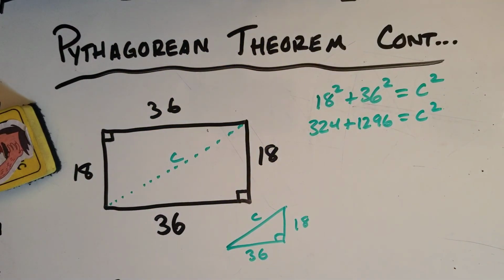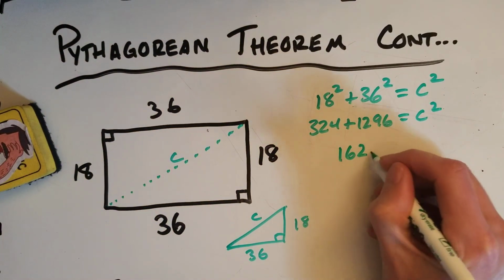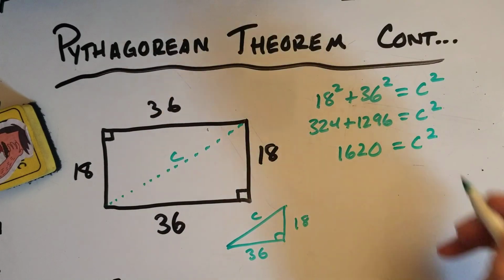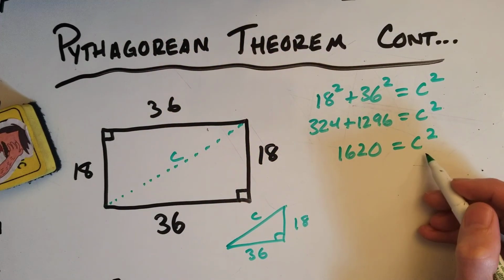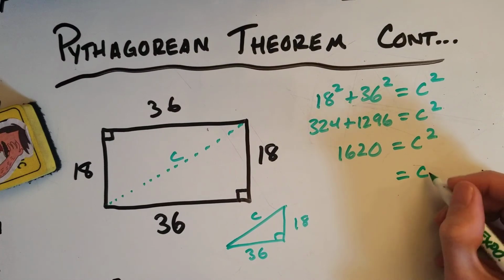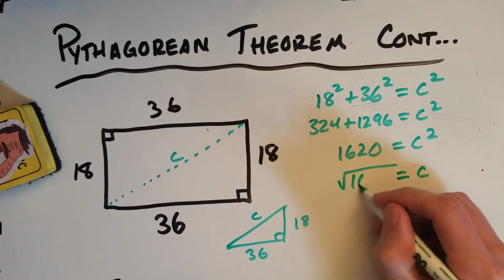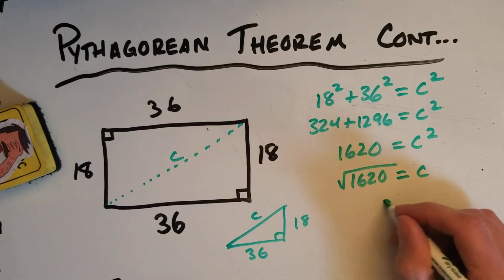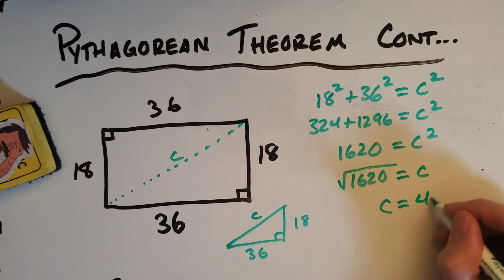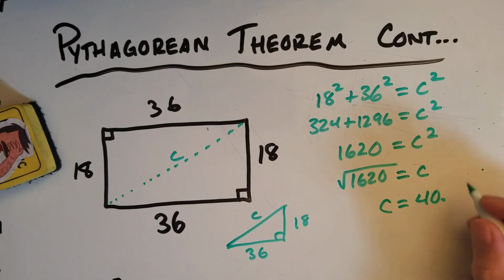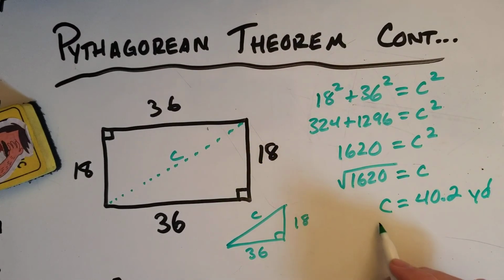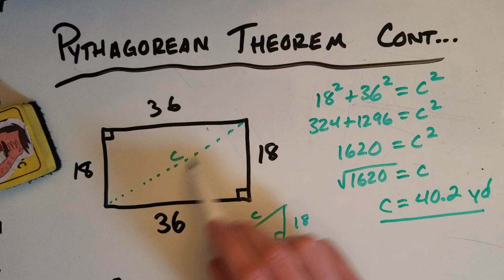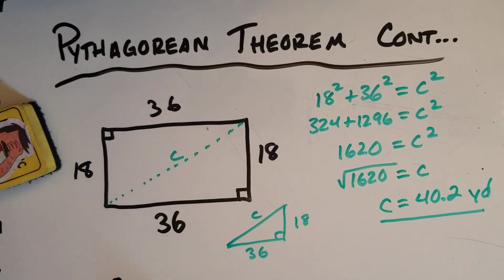When you add those two together, you get 1,620 equals C squared. But if we want C, we need to take the square root. So C equals the square root of 1,620. We should get C is equal to, and we're going to round to the nearest tenth here. That's what we're told to round to. So it'd be 40.2, and we're in the unit of yards. So that distance diagonally across the rectangular garden is 40.2 yards.